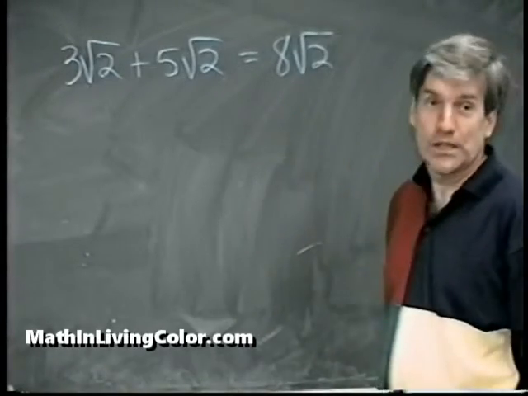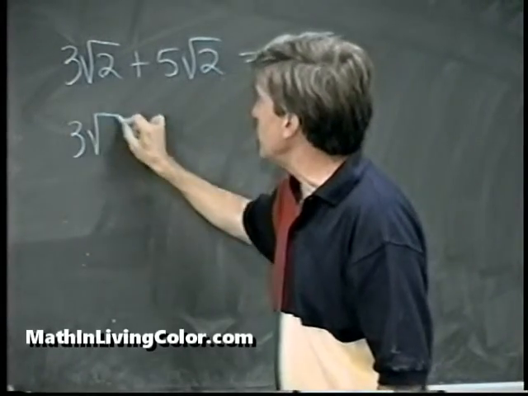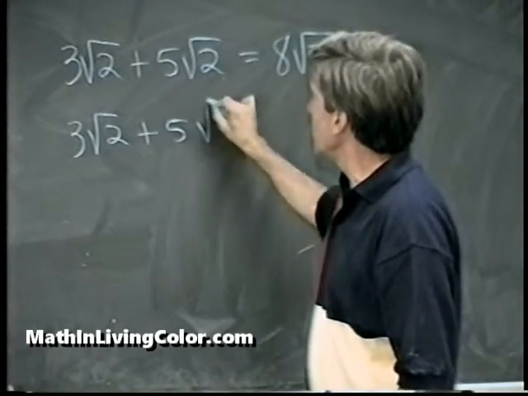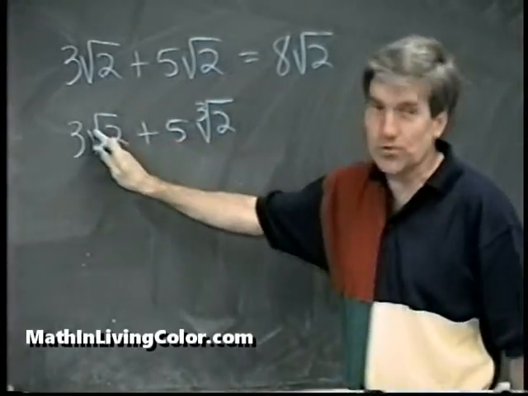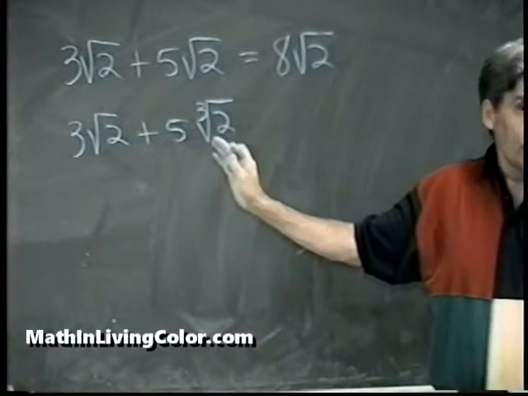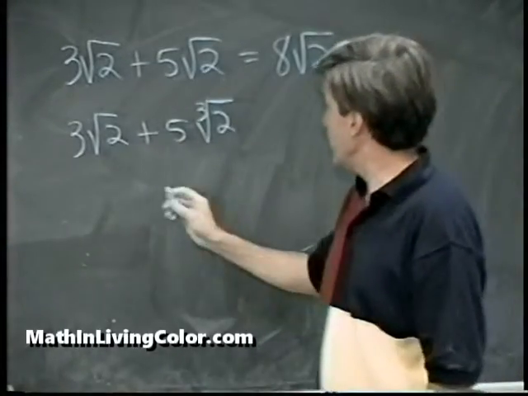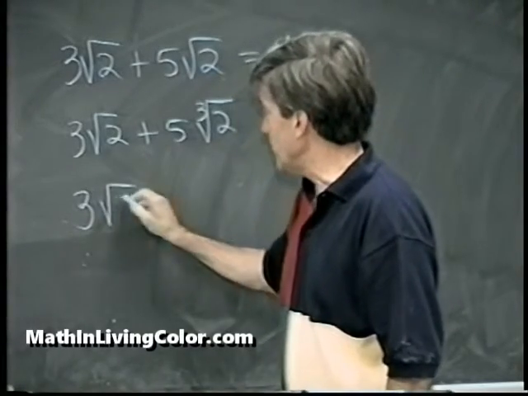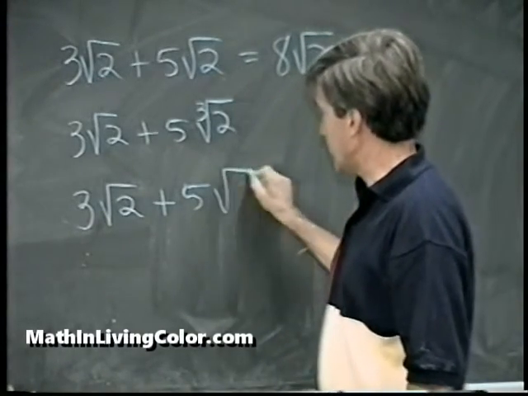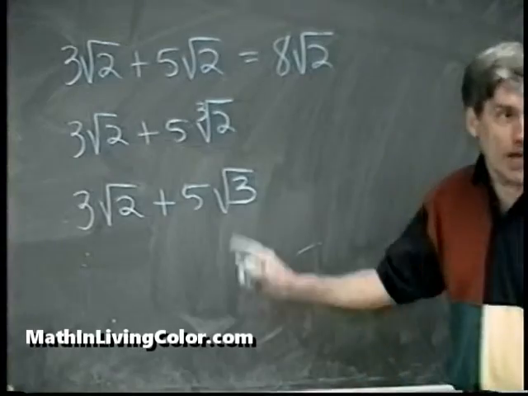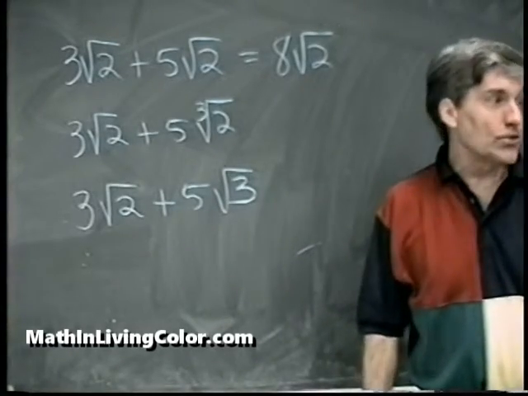8 radical 2. But what if it was 3 square root of 2 plus 5 cube root of 2? Now square roots and cube roots are different. So they're like unlike terms. Don't combine them together. Another thought is, what if you had 3 square root of 2 plus 5 square root of 3? Those are not like radicals, so you can't combine those together.